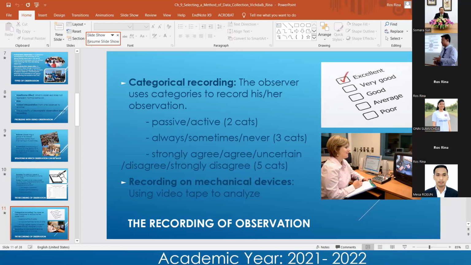So we divided it into three points: passive or active; always, sometimes or never; and strongly agree and so on. I used to see that observation record from my friend or my teacher. He gave it to us to do when we were learning from him at university.